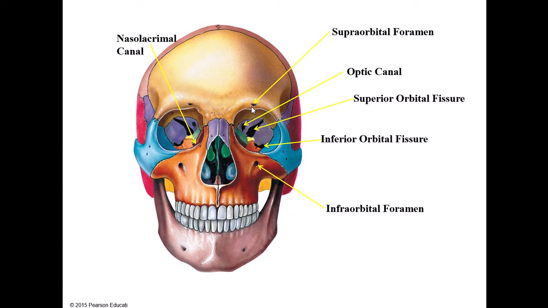So if you go from above: supraorbital foramen, superior orbital fissure, just medial is the optic canal, infraorbital fissure. The nasolacrimal canal would be in this corner here. It's a duct, a tube that brings the tears down over here. So that would be called the nasolacrimal canal. And then finally, the infraorbital foramen right over here.